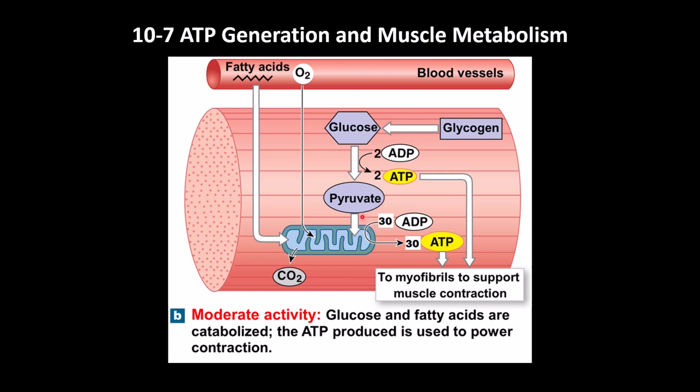And pyruvate can enter mitochondria, and now it can produce 30 ATPs. So there are a lot of ATPs that can be produced. But one fatty acid, minimum, can produce 129 ATPs, depending on the length of the fatty acid. This is the minimum it can produce. So the fatty acids can produce a lot more energy than glucose, but glucose is still a good source of energy.